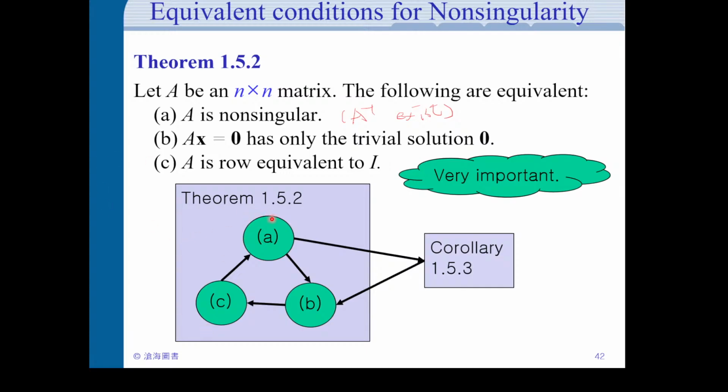Excuse me, all those three properties are equivalent, statements are equivalent. Those three statements are: A is non-singular, Ax = 0 only has the trivial solution, and A is row equivalent to the identity matrix. Okay, any question?